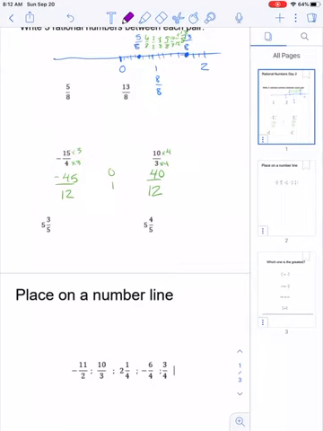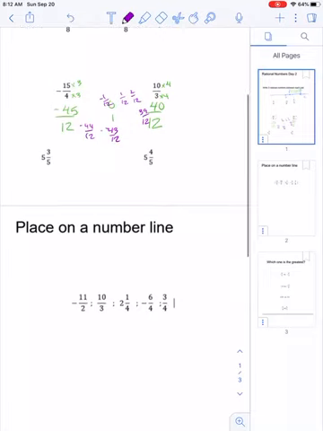So in this case, there's lots. We could do negative 44 over 12, negative 43 over 12, and so on until we hit negative 1 over 12. And on the other side of the 0, we could do 1 over 12, 2 over 12, right up to 39 over 12.